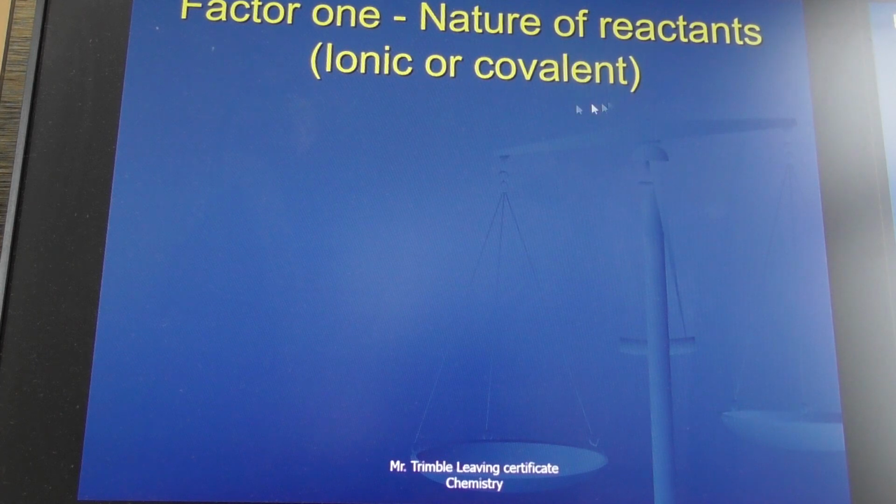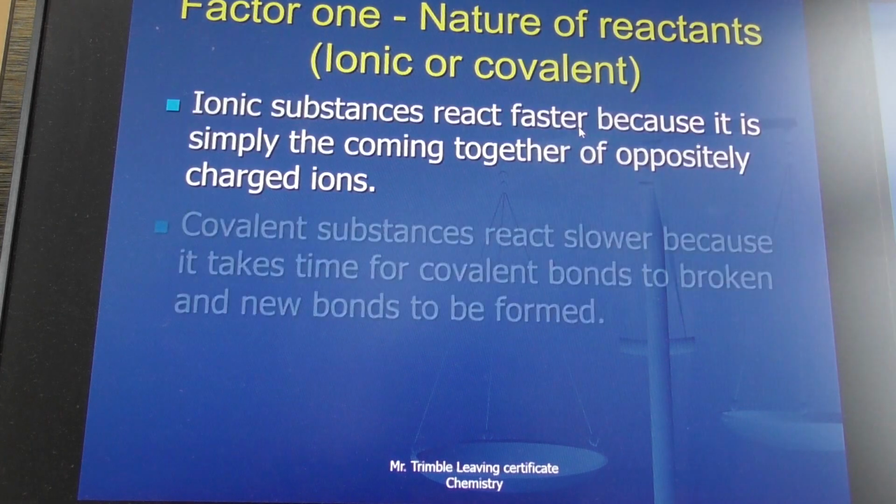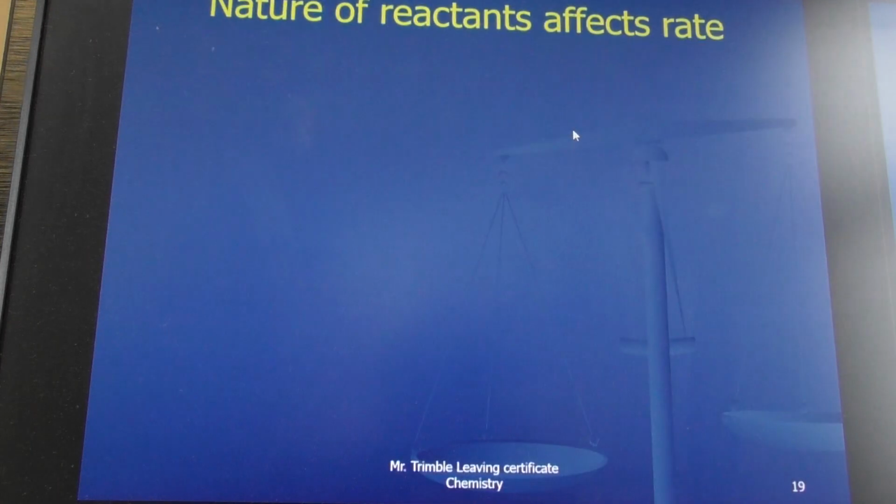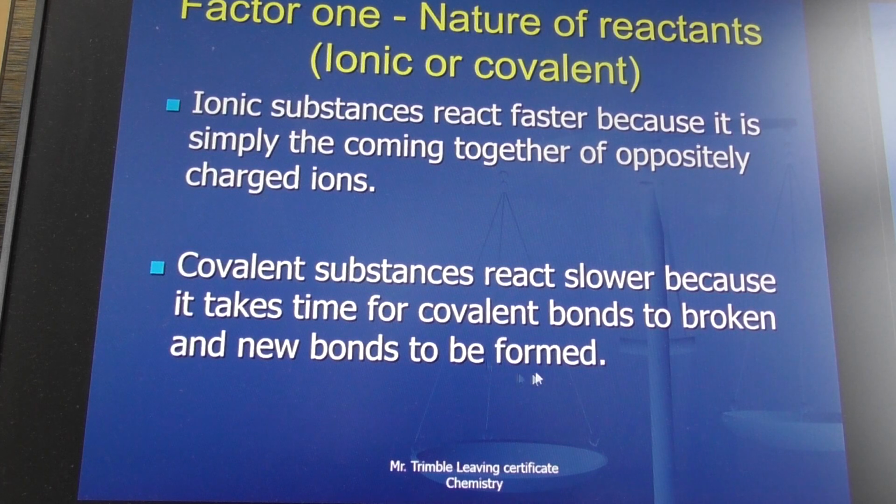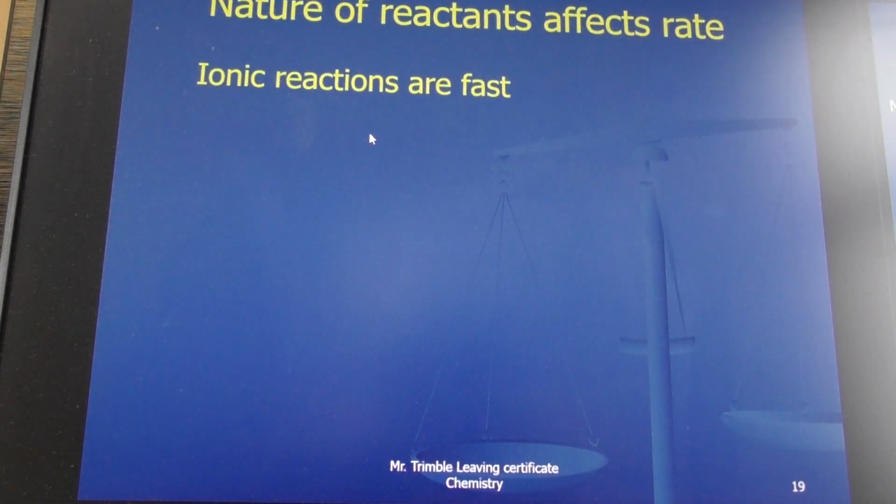Therefore, they haven't split up. There are still covalent bonds. So by its very premise, if you think about it, with ionic compounds you're going to have individual ions in solution, and with covalent compounds you're going to require some bonds to be broken and bonds to be made. So that's why it is much faster for an ionic substance to react rather than a covalent one.